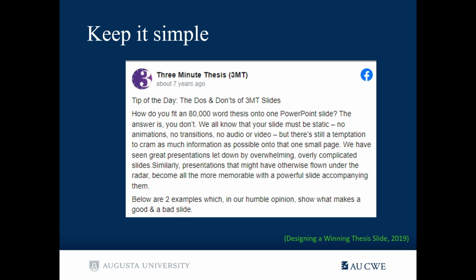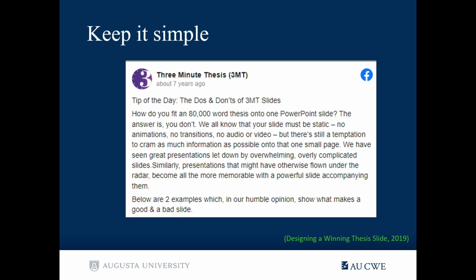So, keeping it simple. This is a Facebook post by the 3-Minute Thesis staff at Queensland, and I wanted to pause over it for a moment to talk about the importance of keeping the slide simple. This post just asks, how do you fit your whole dissertation thesis into one PowerPoint slide? And the answer is that you don't. You pick one key concept or one key idea to convey to the audience.